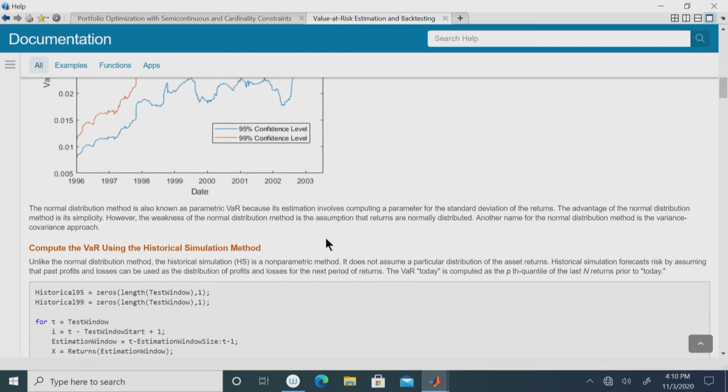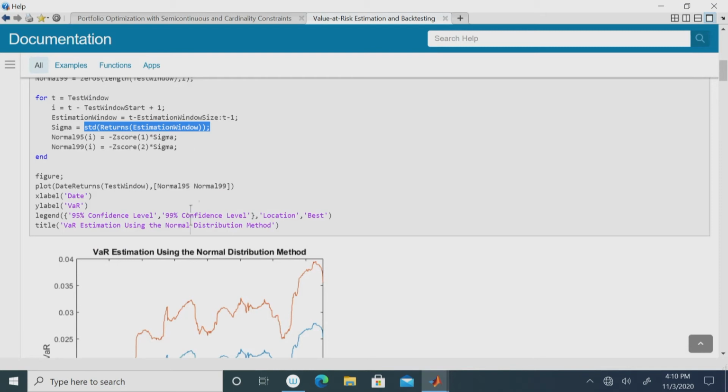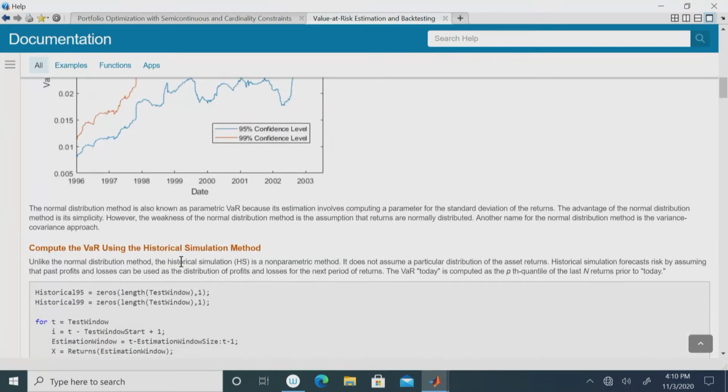Okay, so let us now move on to the second method. In this second method, we calculate the VaR using the historical simulation method. Unlike the normal distribution method, the historical simulation method is a non-parametric method. By non-parametric method, I mean that the historical simulation approach does not make use of an approximation for VaR, which is given by minus z score into the sigma value that you have estimated, and because the sigma value here is a parameter, that is a parametric method, but there is no such parameter involved in the historical simulation approach.